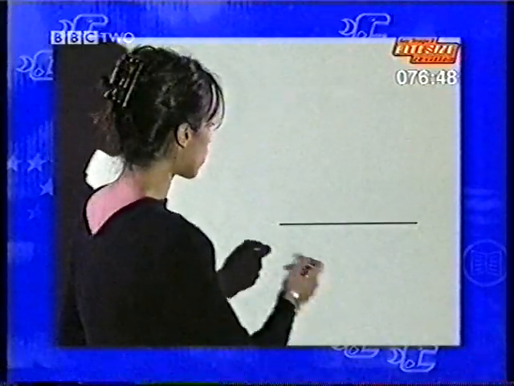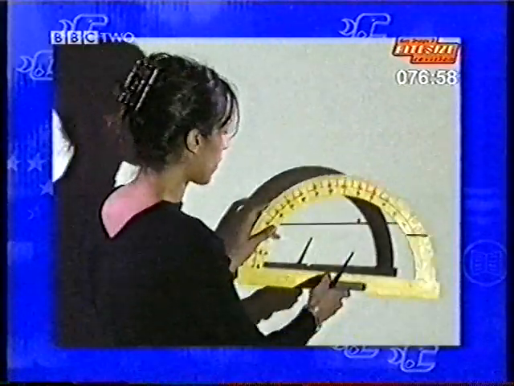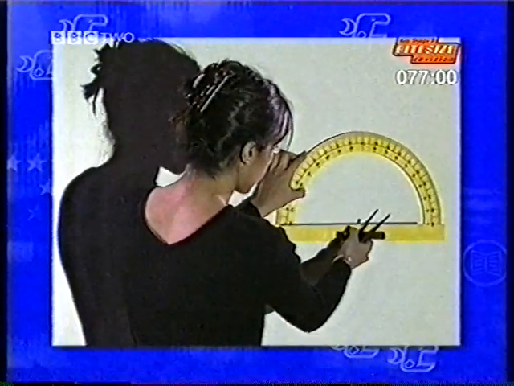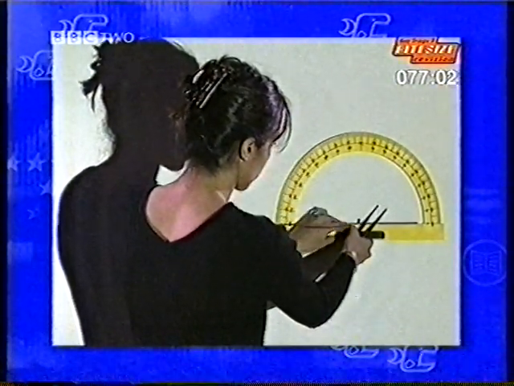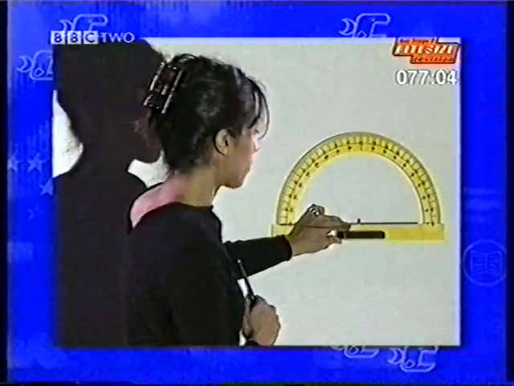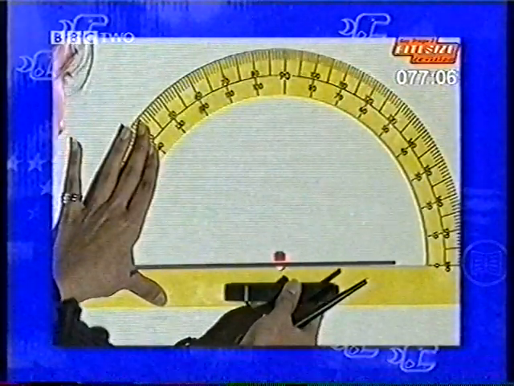Okay, now how about drawing angles accurately? This time I'm going to draw an obtuse angle, which you should know is more than 90 degrees but less than 180. Now I'm going to mark a point anywhere on my horizontal line. This point tells me where I should start measuring from and where I should put my protractor. So I'm going to place the centre point of my protractor where I've made that mark. Make sure that your protractor is straight.